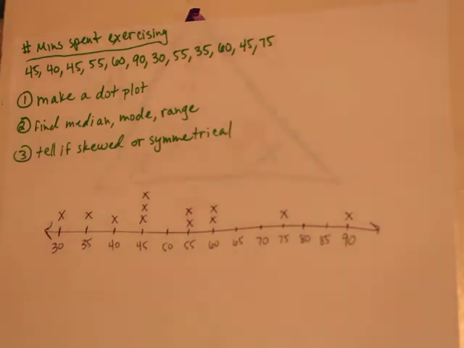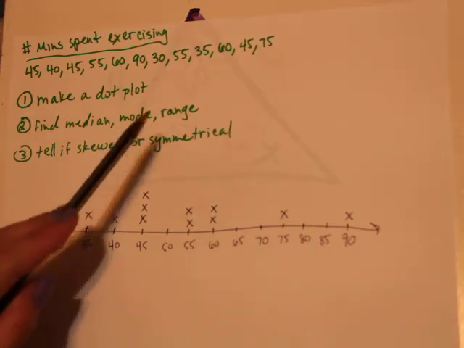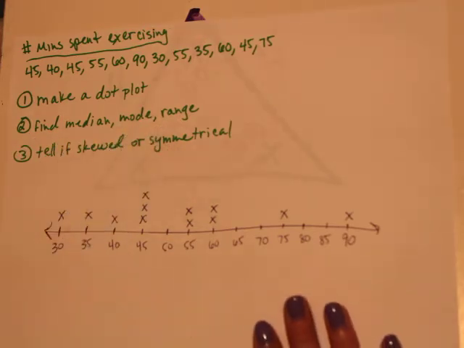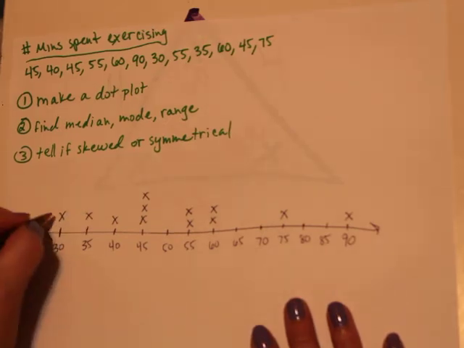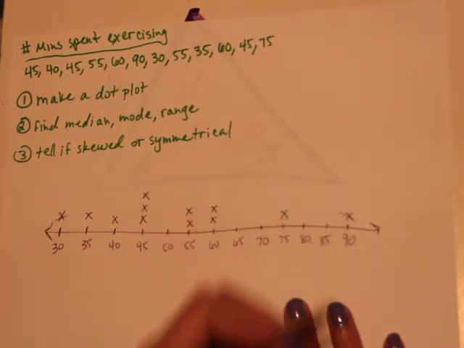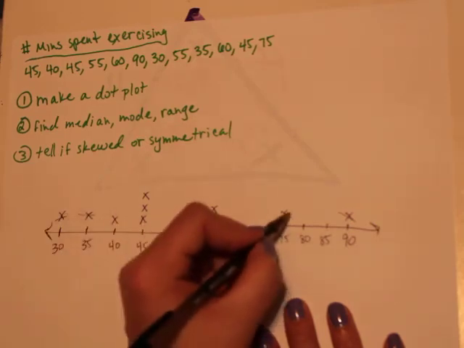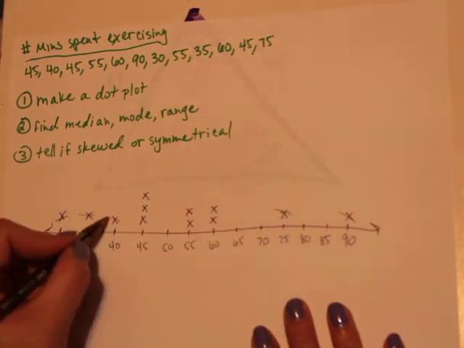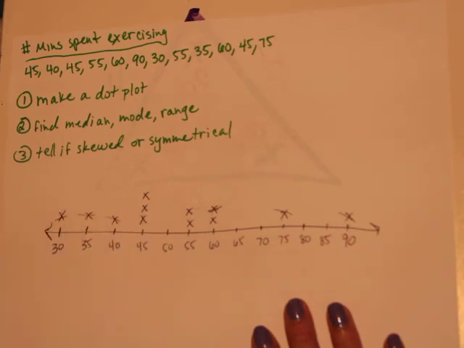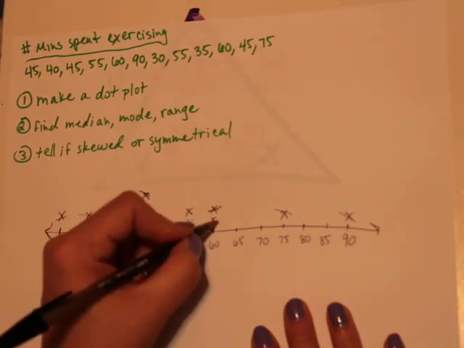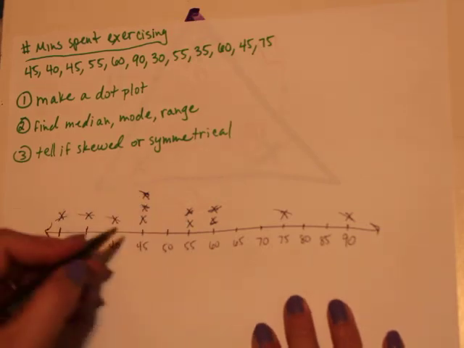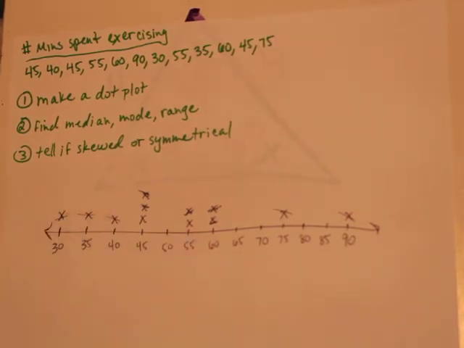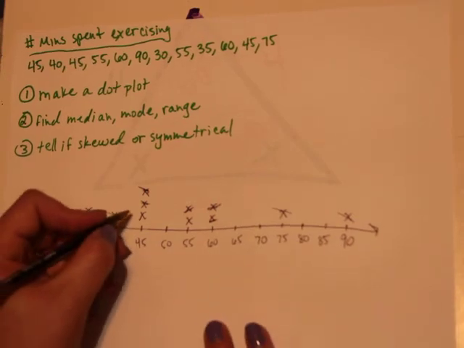So now let's answer these questions. So we've made the dot plot. Now we need to find the median, the mode, and the range. So median is going to be our middle number. We've got one here, one there, one here, one there, one here, one there, one here, one there, one here, one there, and then we're stuck with 2 in the middle. We have a 45 and a 55.